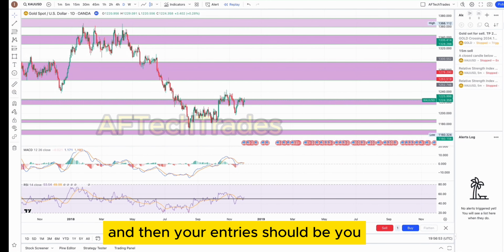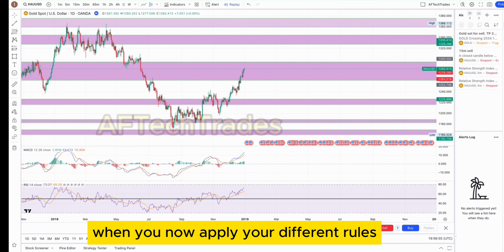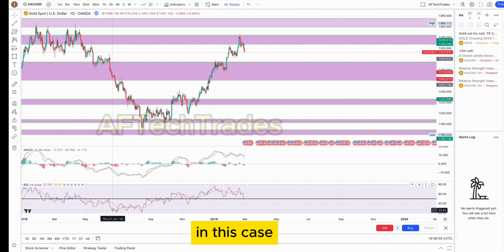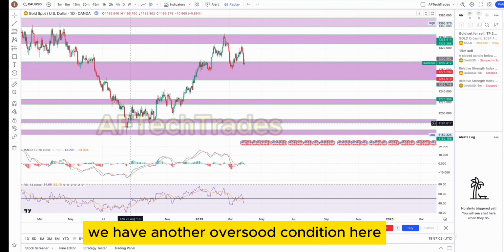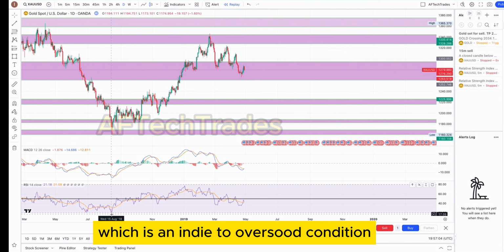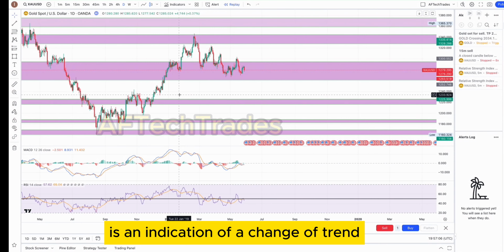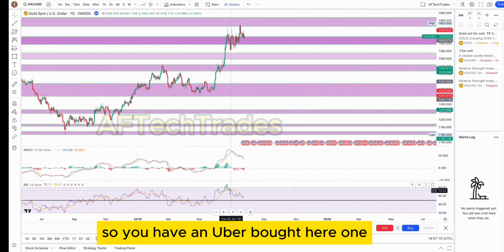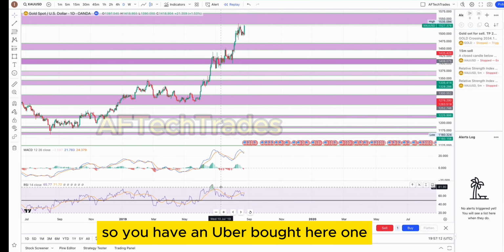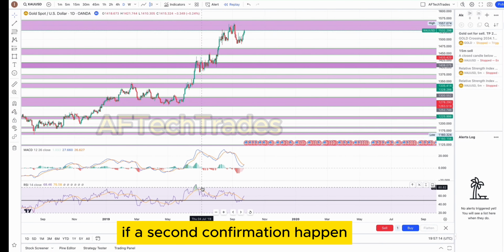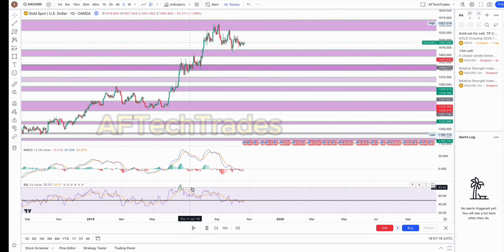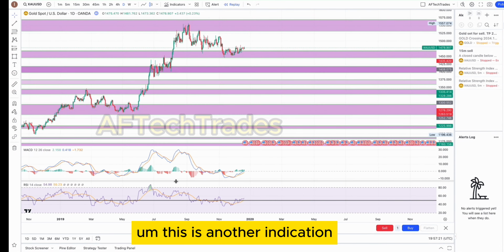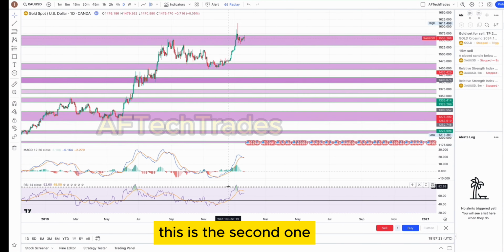And then your entries should be, when you now apply your different rules, you look at your oversold. In this case, we have another oversold condition here, and two oversold conditions close to each other is an indication of a change of trend. It happened here again. So you have an overbought here, one. Look for a second confirmation; if it happens, then it's consolidating, right? This is another indication. This is the second one.